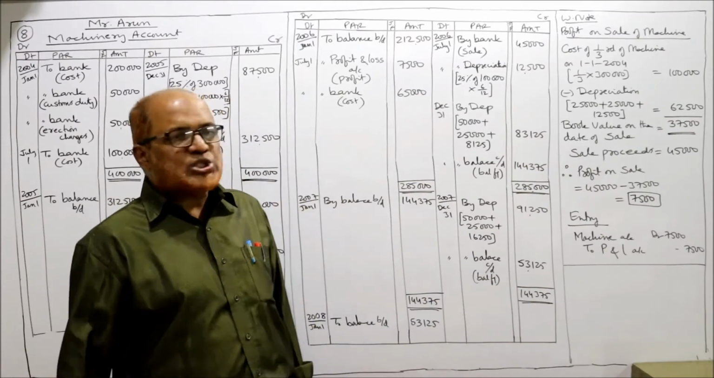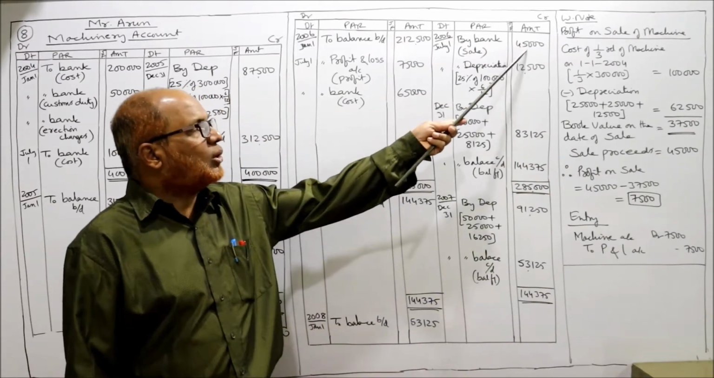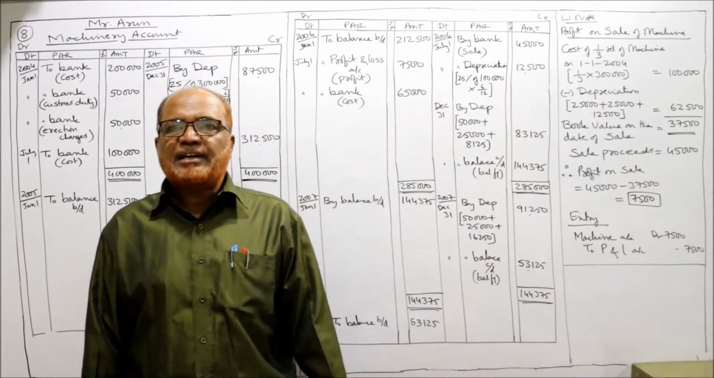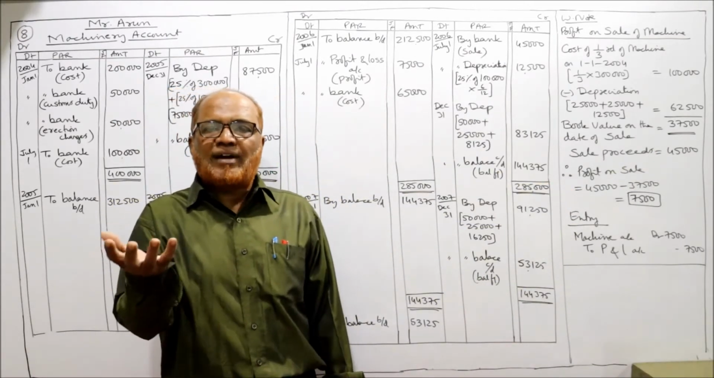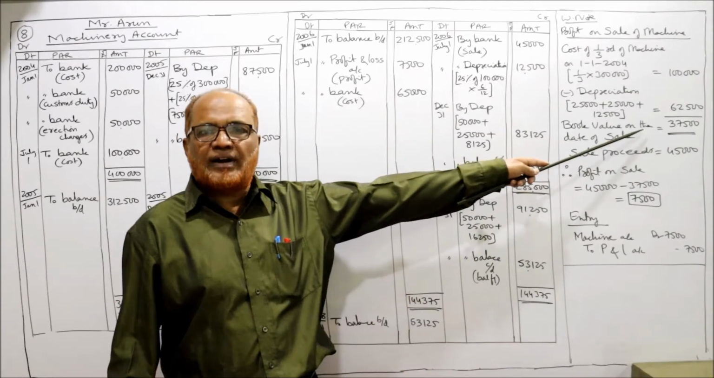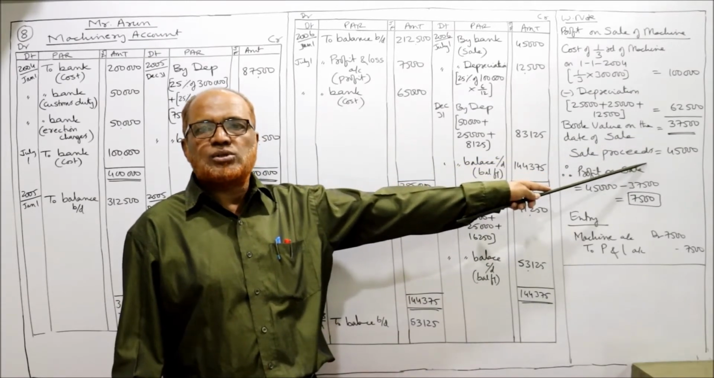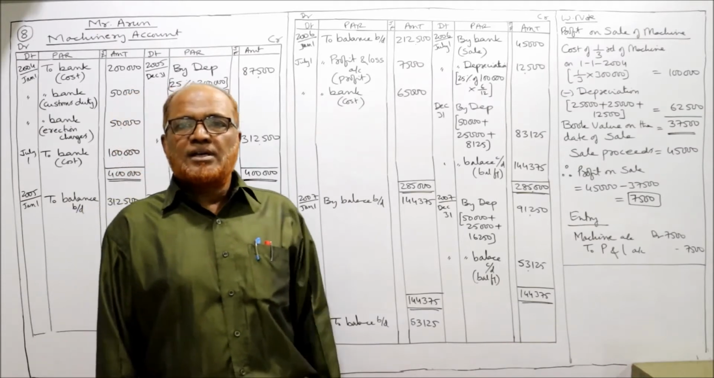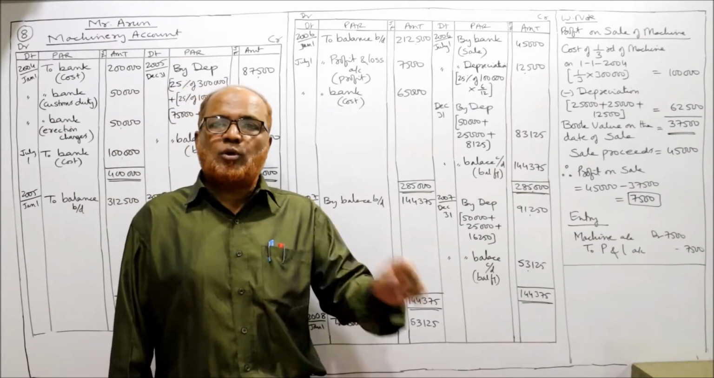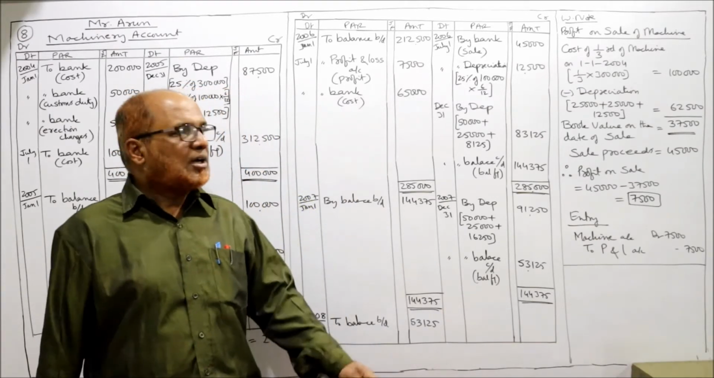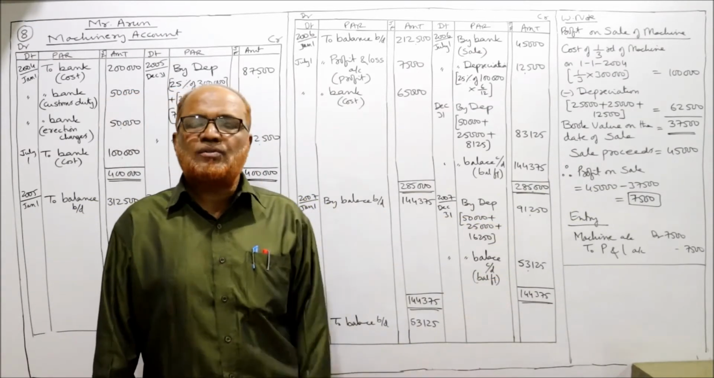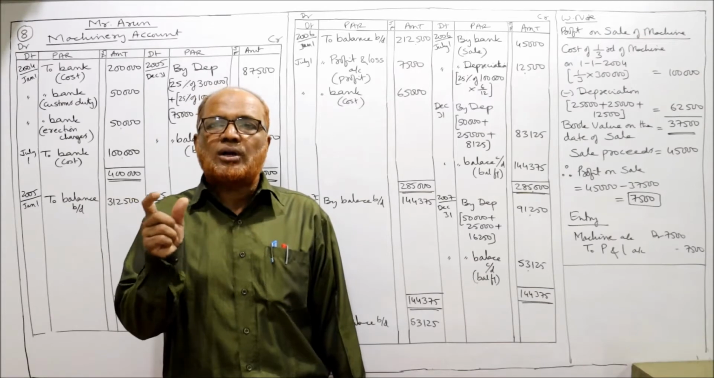And the sale proceed, at what price it was sold? 45,000. Actually the value of that machine in the books is 37,500 and we have sold it for 45,000. So there is a profit because sale proceeds are more than the book value. How much profit? Profit on sale. 45,000 minus 37,500, 7,500 is the profit on sale.